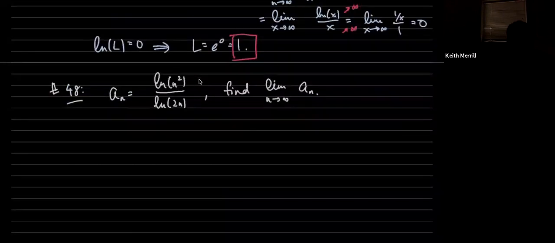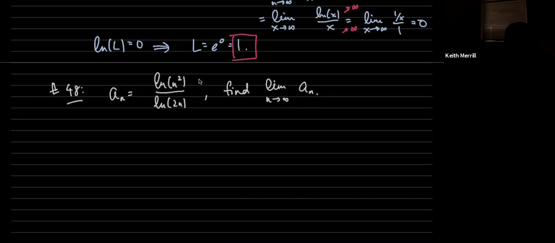All right, what about something like this? This one's actually a little easier, frankly, than number 30 was. So this is number 48, and it's actually given us the sequence in explicit form this time, which is kind of nice. It's log of n squared over log 2n. And I'm going to do this two ways.